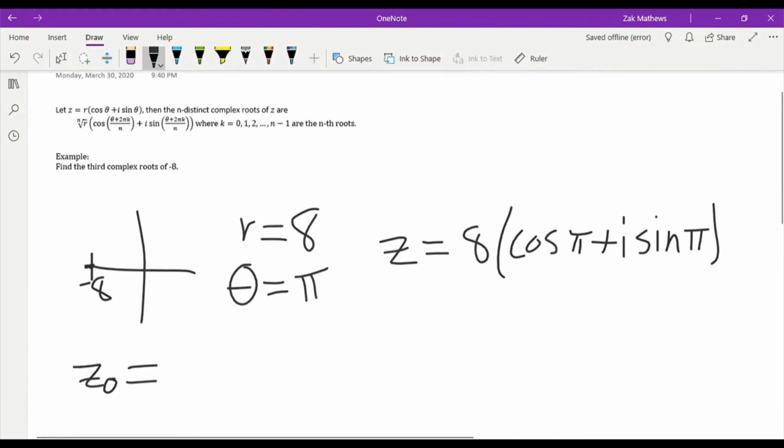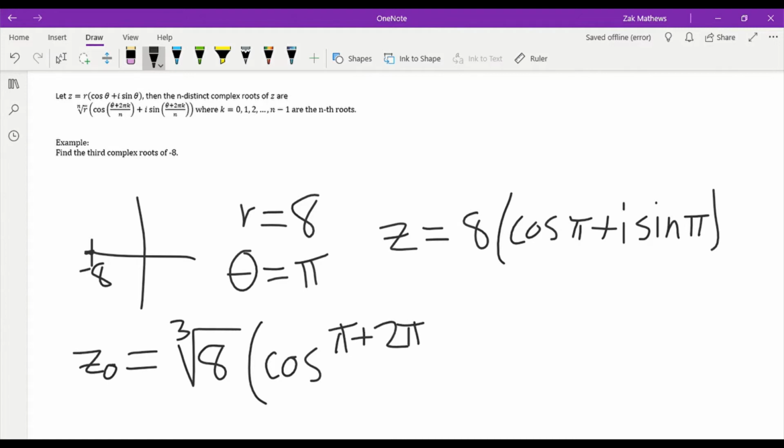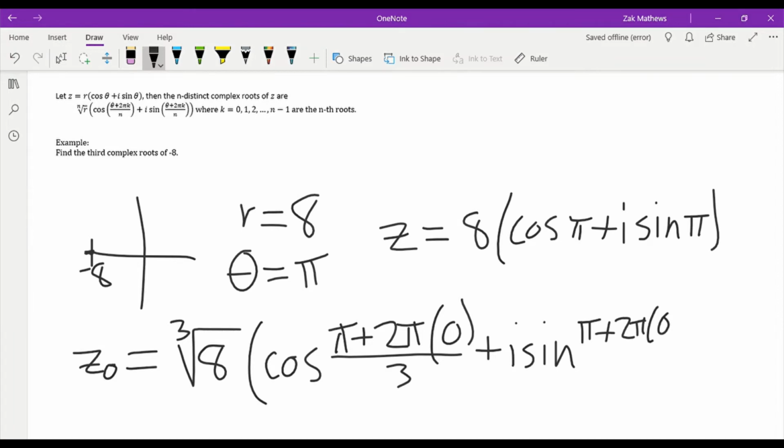So remember, the formula tells me I have to take the nth root, and because we're looking for the third root, this will be the third root of the r, which is 8, cosine. My angle was pi. I'm going to add to that 2 pi times the k. Well, the k we've defined to be 0. We're looking at the first one in that sequence. And the n still is 3. As we've said many times before, the angles always have to match. So we'll have pi plus 2 pi times 0 over 3.